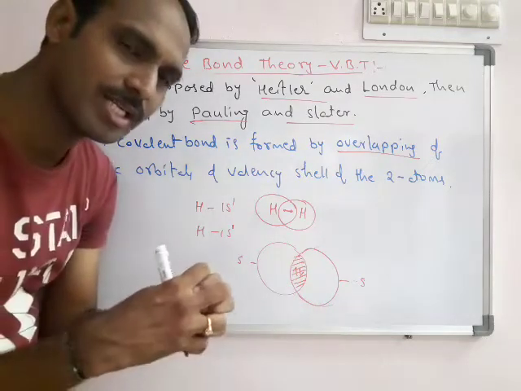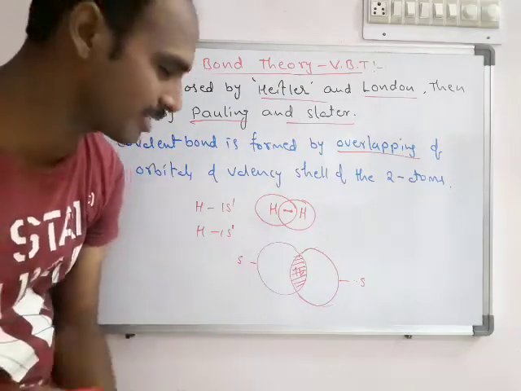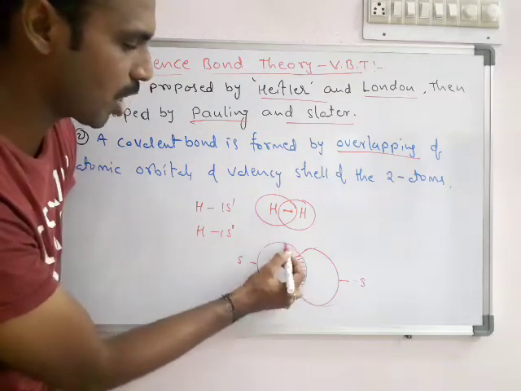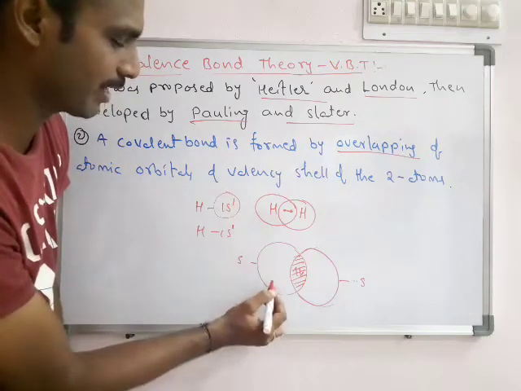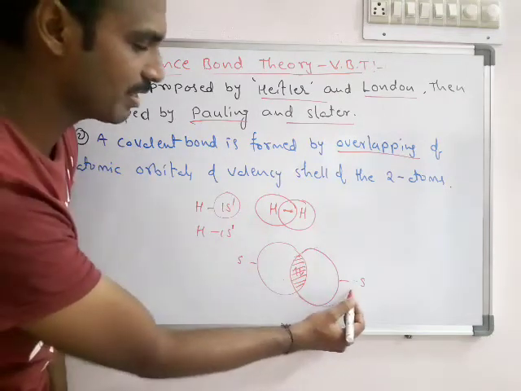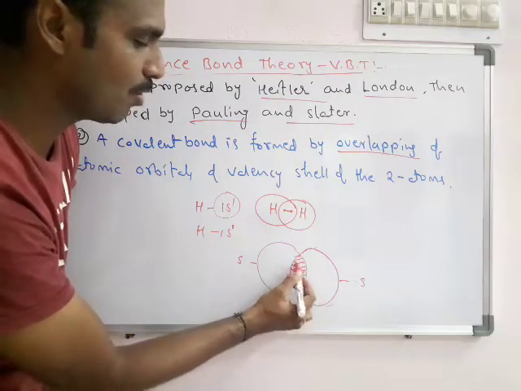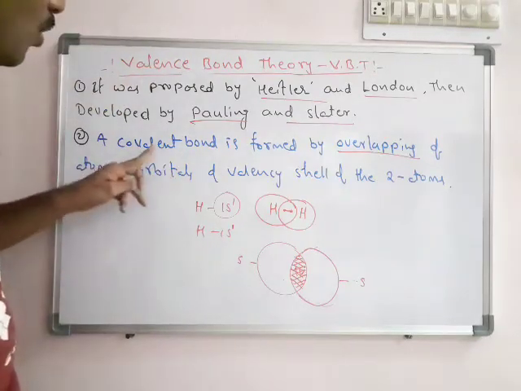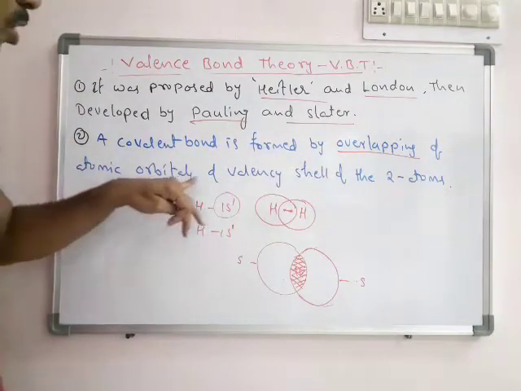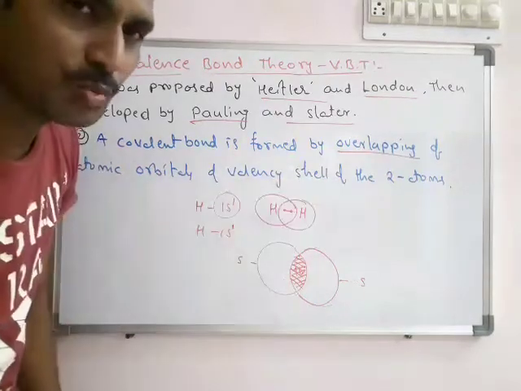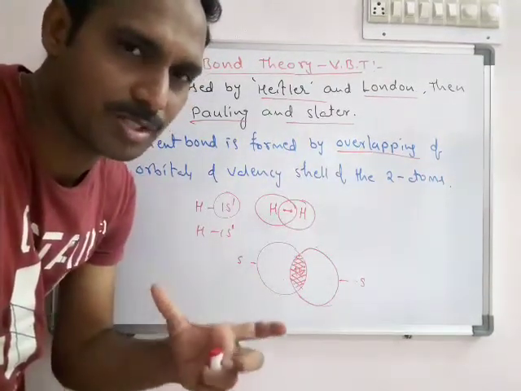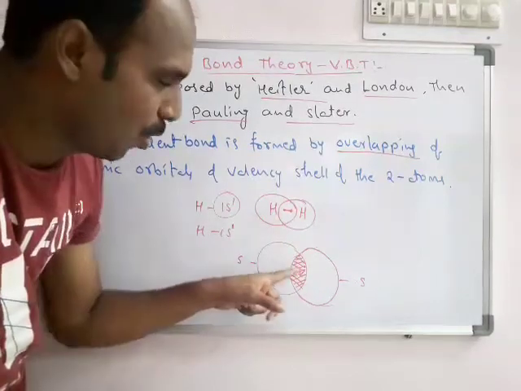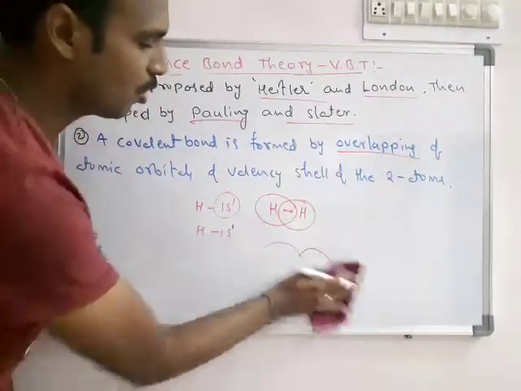Just touching at the sides is called overlapping, simply merging. Along with that, sharing of electrons takes place. The electrons are in atomic orbitals, here the 1s orbitals, and in the 1s orbitals the electrons overlap. That overlapping makes the formation of a covalent bond. So this line indicates that a covalent bond is formed by overlapping of atomic orbitals of the valency shell of the two atoms. The atomic orbitals in the valency shells of the atoms forming the bond must overlap, and only then is a covalent bond formed.